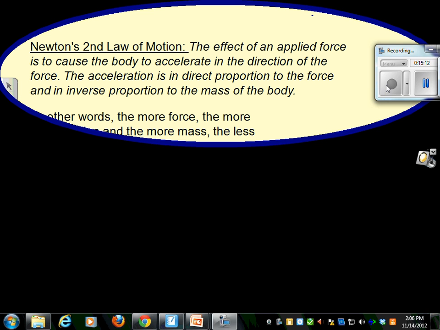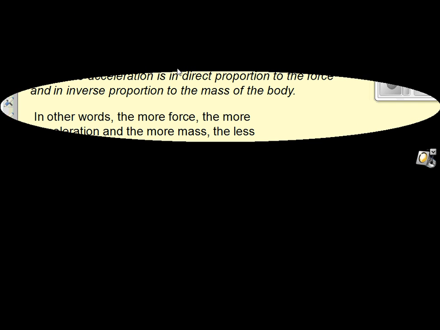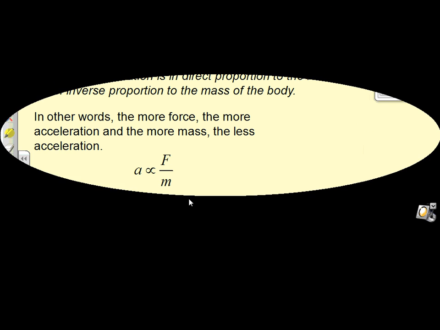In other words, big force means big acceleration. Inverse proportion means big mass, small acceleration. In other words, the more force, the more acceleration, and the more mass, the less acceleration. And the mathematicians like to write it like this.